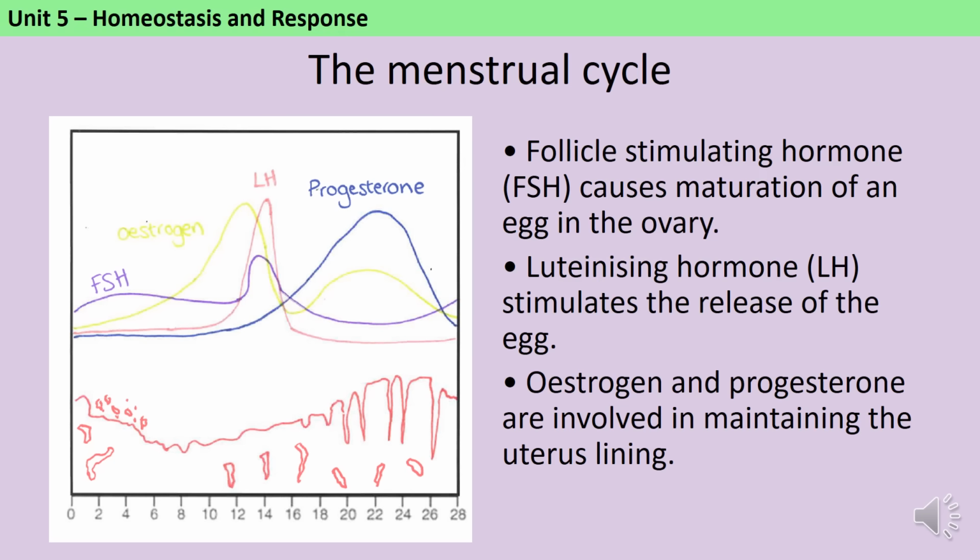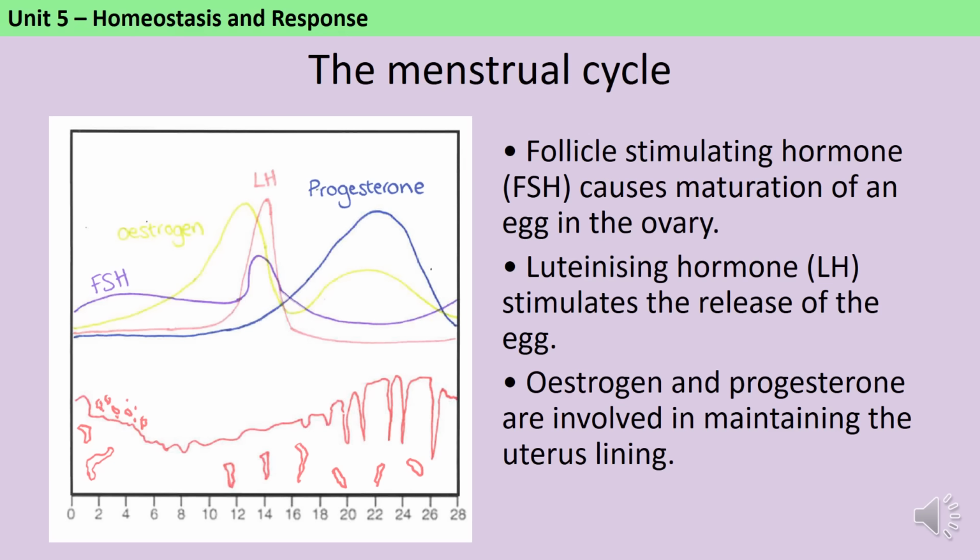Follicle-stimulating hormone causes an egg to mature and also stimulates the production of estrogen. This causes the uterus lining to regrow, ready for a fertilised egg to implant. Estrogen inhibits FSH and it promotes LH, and when LH is produced, this leads to ovulation. High progesterone levels maintain the uterus lining, and if pregnancy occurs, progesterone levels will remain high so that the uterus lining remains intact.